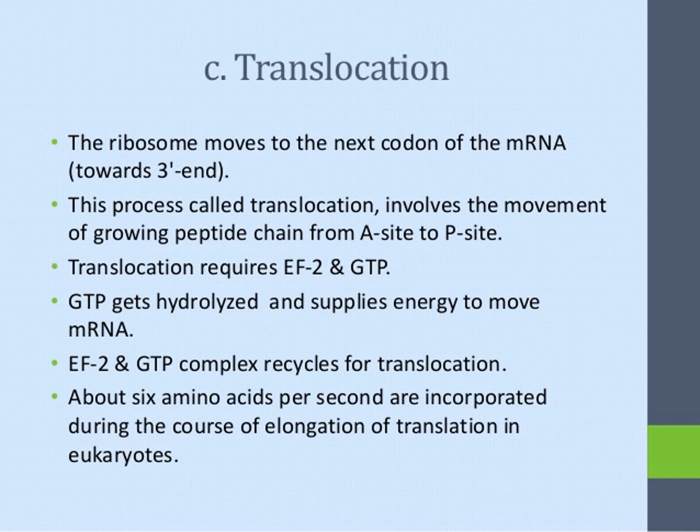Here also, for translocation, some helping factors are involved. Elongation factor 2, EF2, and an energy source are also required to move along the mRNA. Here the hydrolysis of GTP will take place. During translocation, around 6 amino acids are incorporated every second during the course of elongation of translation in eukaryotes.